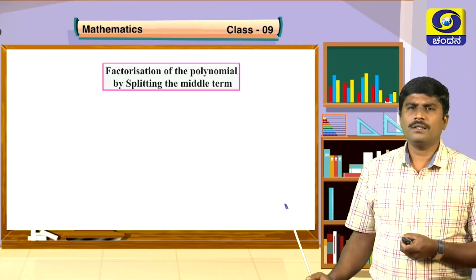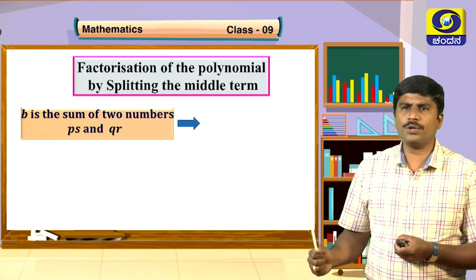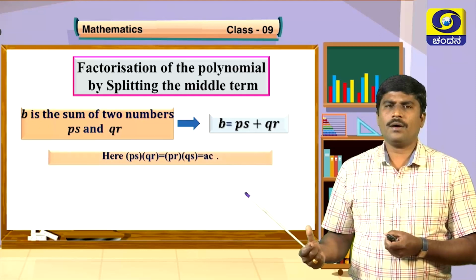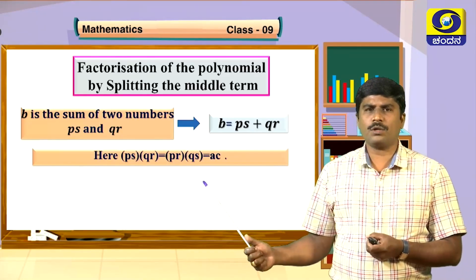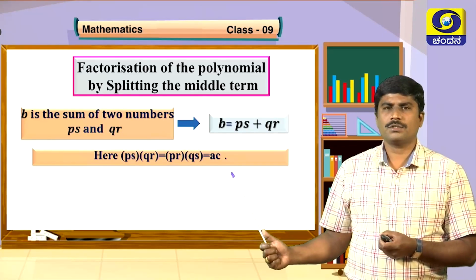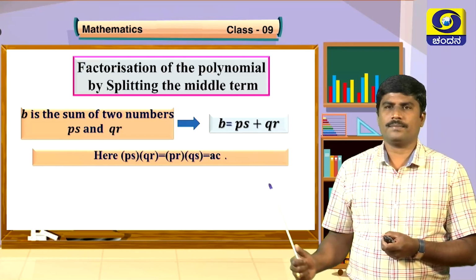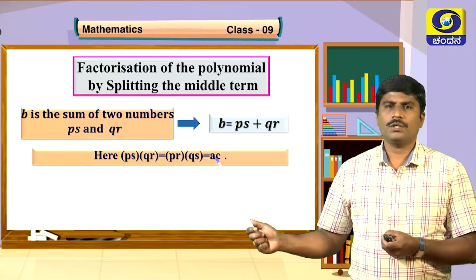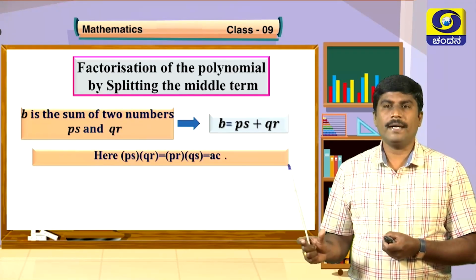So we can understand b is the sum of two numbers, ps plus qr. Now the product of ps and qr is equal to the product of pr and qs, which is equal to ac. That means the product of the first term and the constant term gives the product of the two numbers that sum to the middle term.